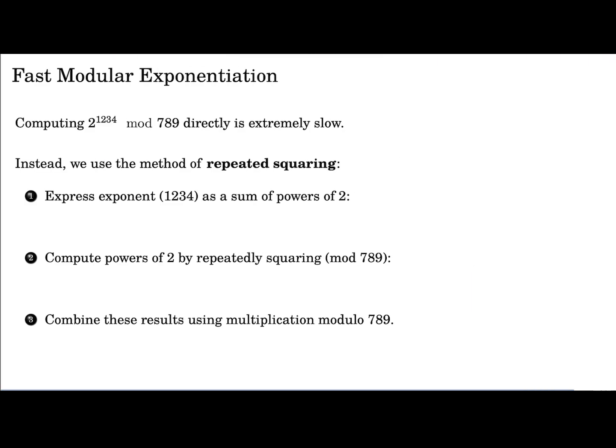So this is going to be called fast modular exponentiation. And what we're going to do is something called repeated squaring. So the key idea is to write the exponent. So this exponent that we're interested in, this 1,234, you can write it as a sum of powers of 2, right? 1,024 plus 128 plus 64 plus 16 plus 2.